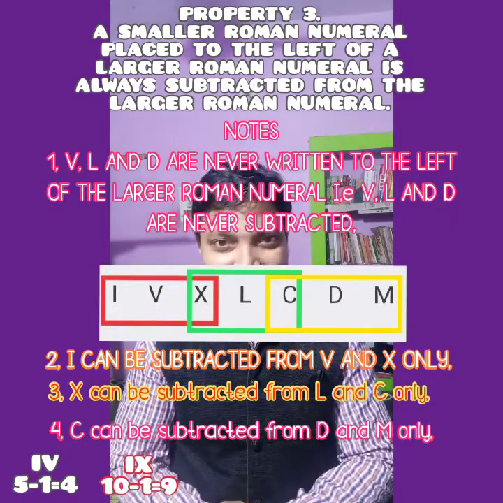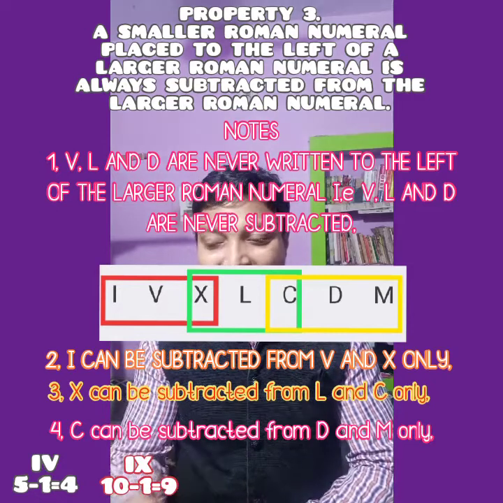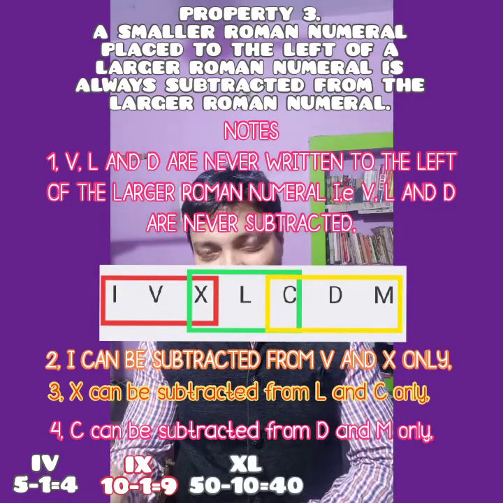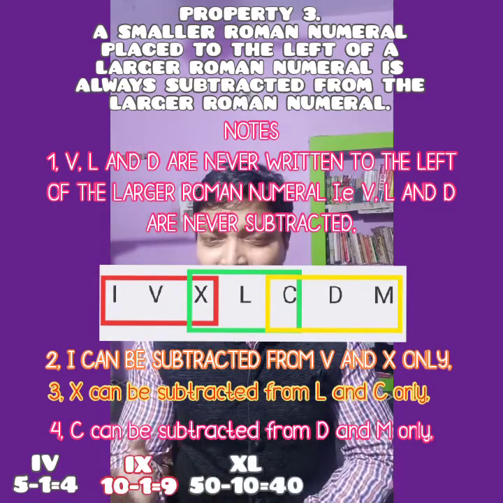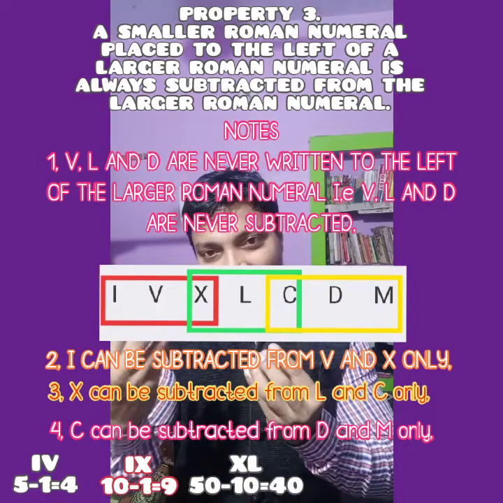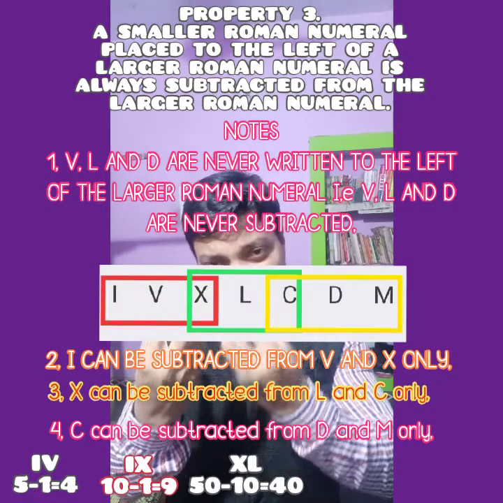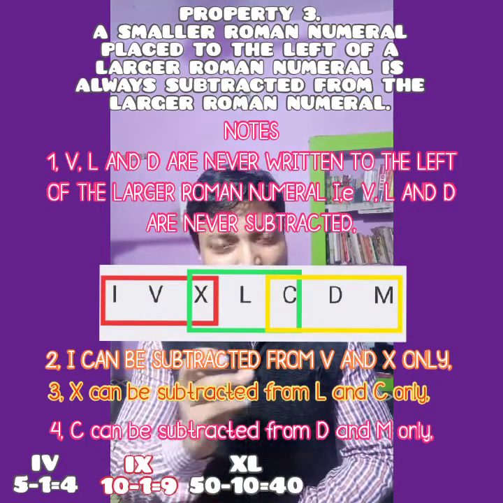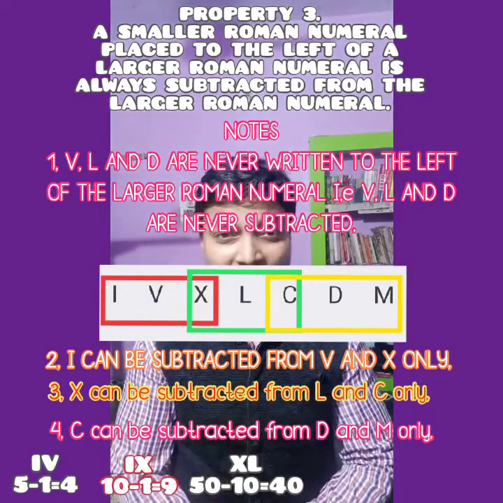Easy or difficult? So in the same way, another example, XL. Here X means 10 and L means 50. So whenever the smallest one is written to the left side, X is written to the left of the greater one, it means the smallest value is to be subtracted from the greatest value.